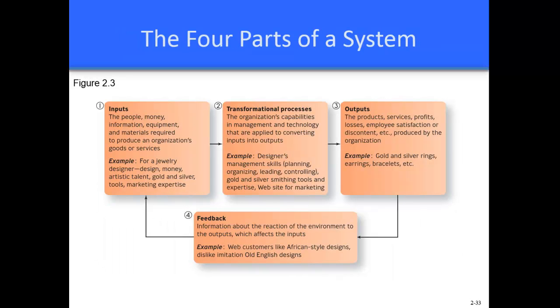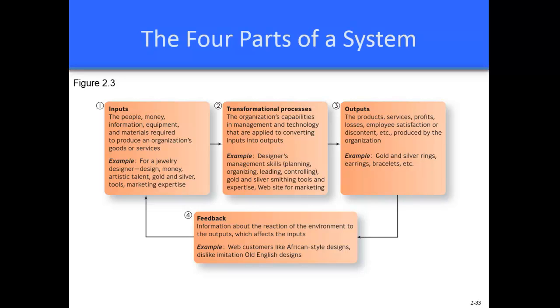Now, a system is based on four parts. We'll take a look at that using this figure from the text. Those four parts are inputs, transformation processes, outputs, and the last part of our system is feedback. Anything that goes into a system is an input. Inputs are the people, the money, the information, the equipment, and the materials required to produce an organization's goods or services.